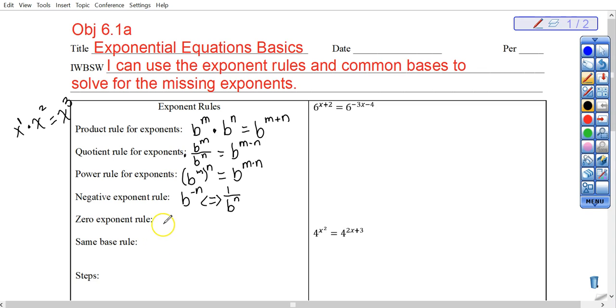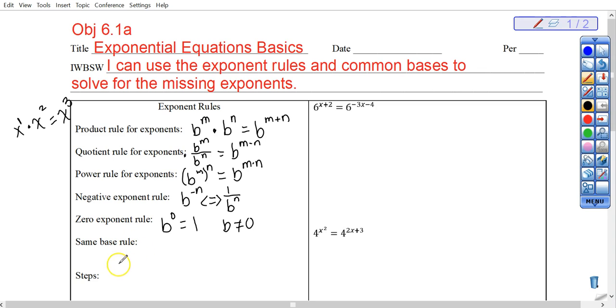All right, zero exponent rule says if I raise any base to the 0 power, I get 1 as long as your base is not 0. Actually, double check me on that. Let me check my calculator. Maybe 0 to the 0 power is 1. Let me look. No, I am correct. That does give you a domain error. So 0 to the 0 power is not 1. It's not possible.